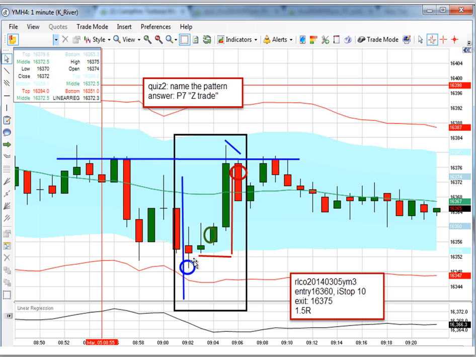I make a 1, 2, 3 entry on this one with an initial stop here. It moves in my favor, blasts right through the Bollinger Band mean, gets all the way to the far side of the river, makes a high, closes here, opens here, makes one little bump north and starts failing again. I don't like the two lower highs, and I've got 1.5R in hand, so I go ahead and take the exit at 16375 for 1.5R.